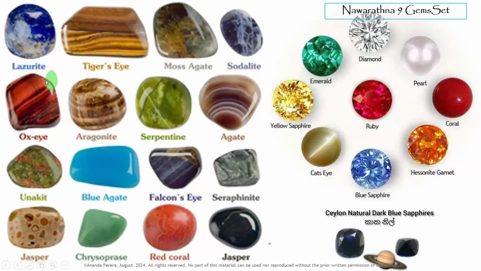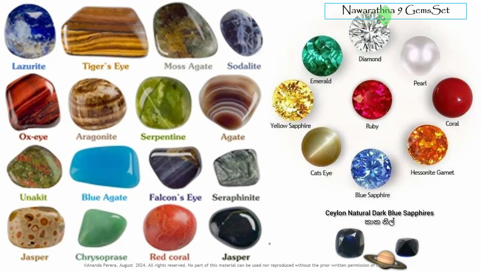Another quartz family: lazurite, tiger's eye, moss agate, sodalite, agate, serpentine, aragonite, ox eye. So all are quartz family. We learned earlier jasper, chrysoprase, red coral. This is organic jasper, falcon's eye. Those we learned with the quartz family, and here coral also. So these are done as cabochons.